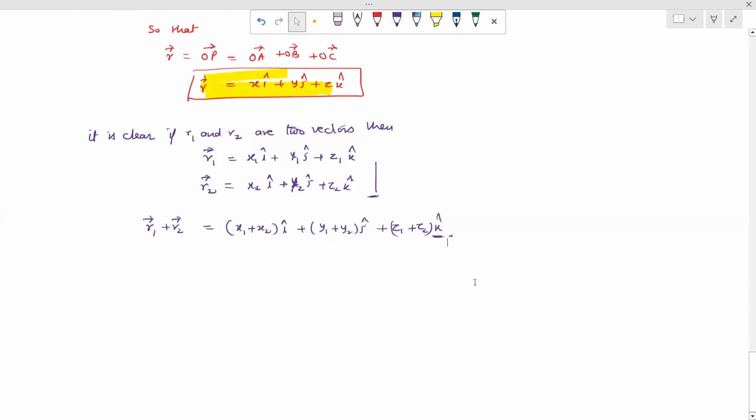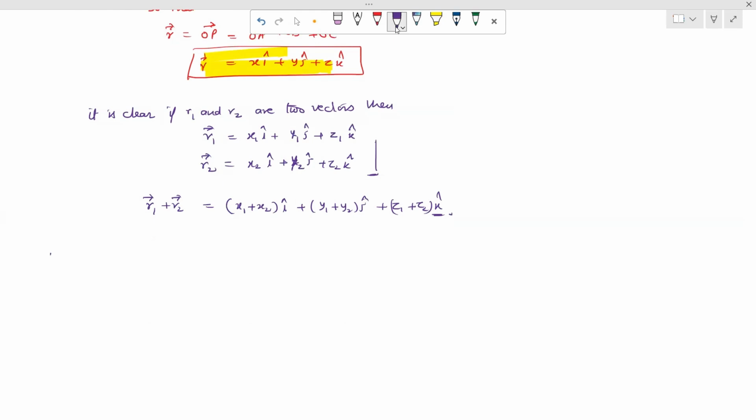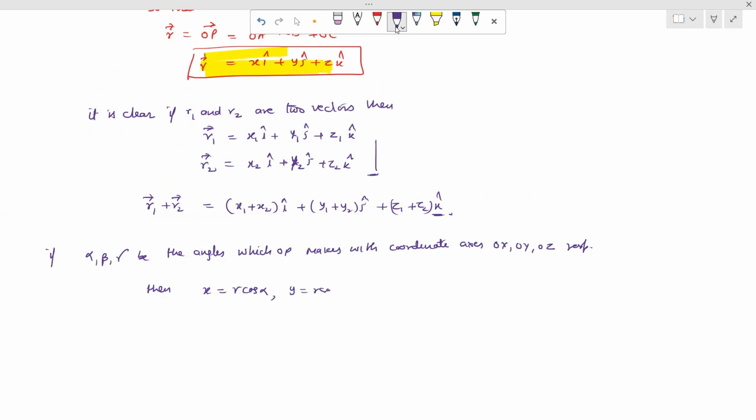So now we move further. If alpha, beta, and gamma are the angles which OP makes with the coordinate axes OX, OY and OZ respectively, then x will be R cos alpha, y will be R cos beta, and z will be R cos gamma.